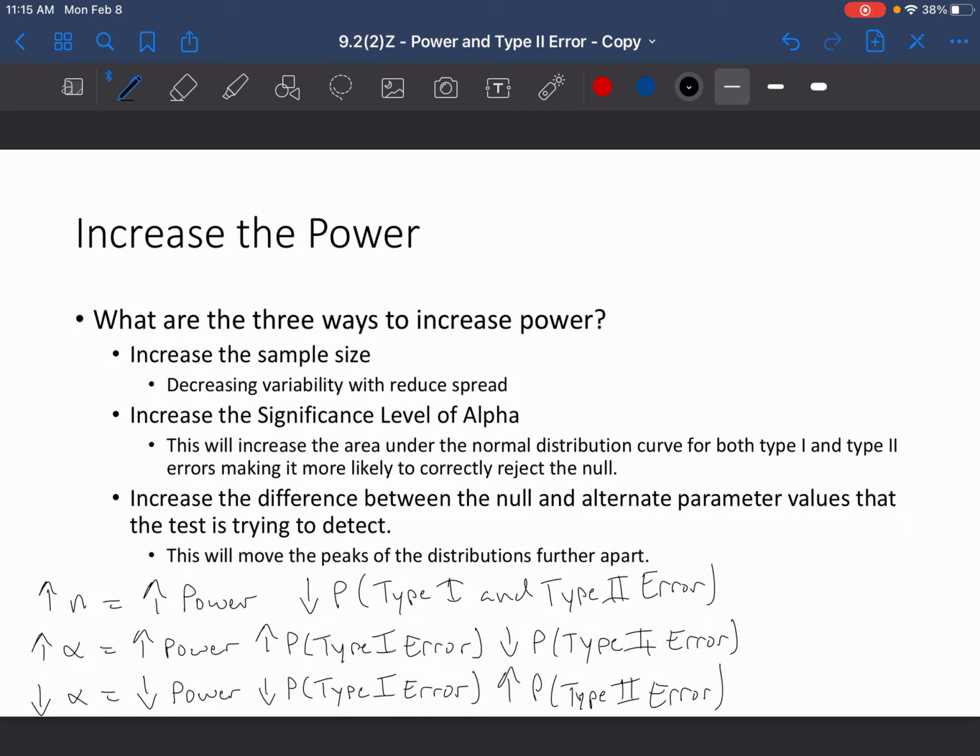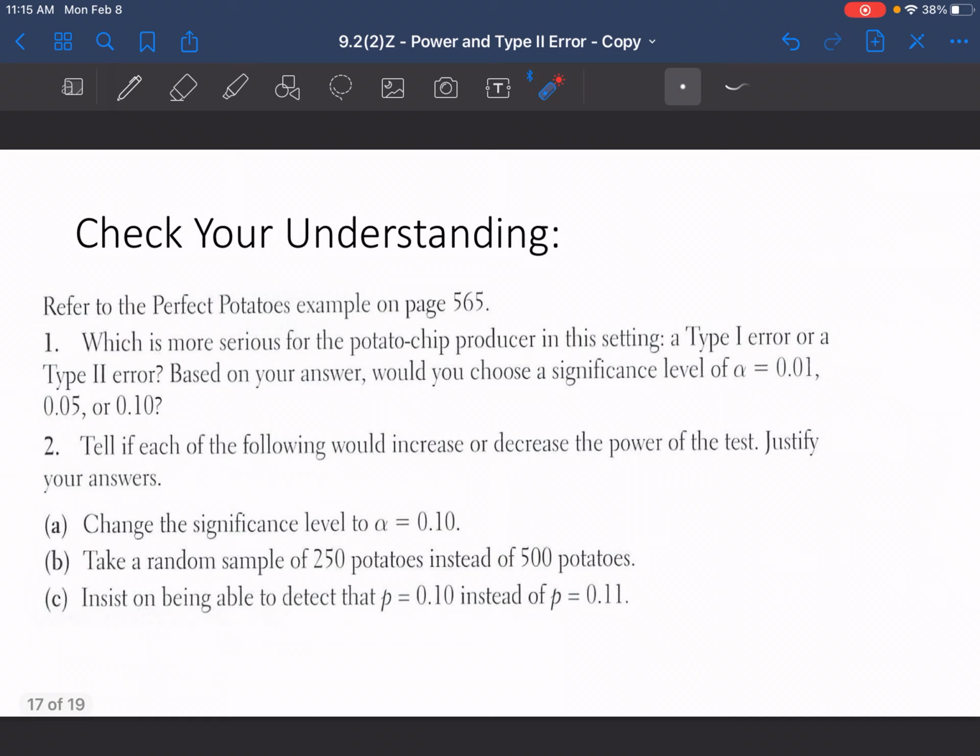We can also increase the difference between the null and alternate parameter values that the test is trying to detect. So this will move the peaks of the distribution further apart, essentially. So that's another way that we can increase power in this case. So let's take a look at this example real fast. If we refer to the perfect potatoes example that we just looked at, which is more serious for the potato chip producer in this setting, a type 1 error or a type 2 error? And based on your answer, would you choose a significance level of alpha at 0.01, 0.05, or 0.10?